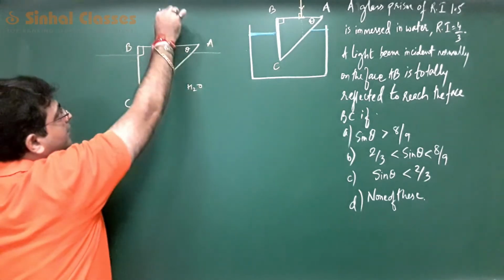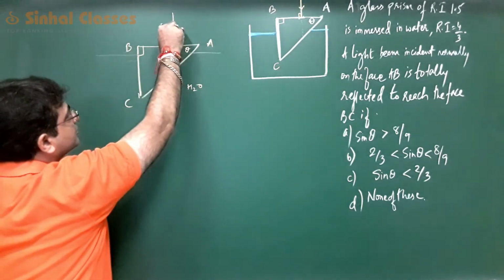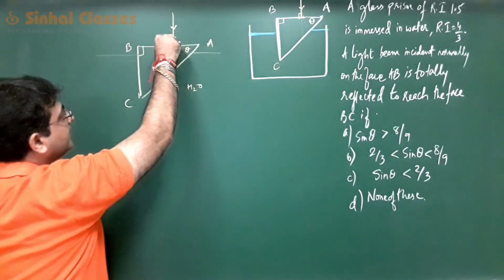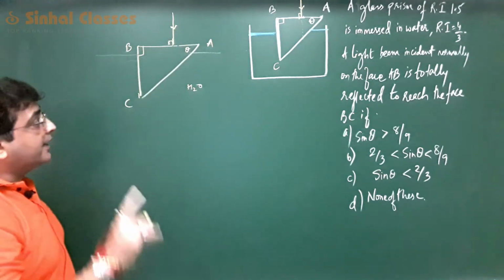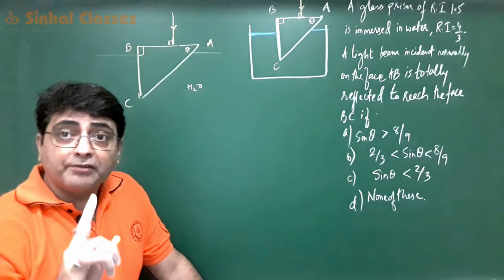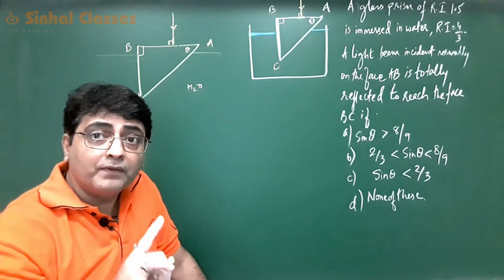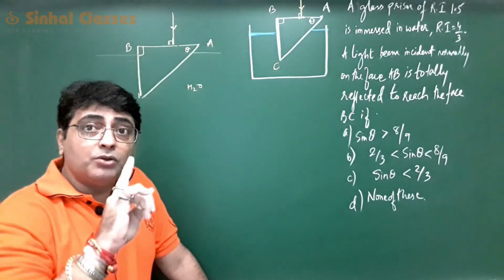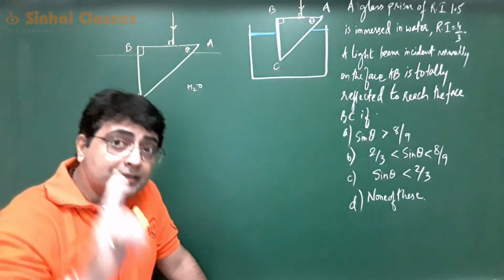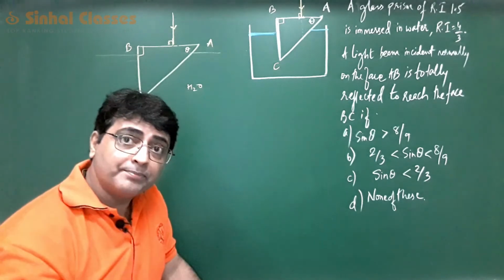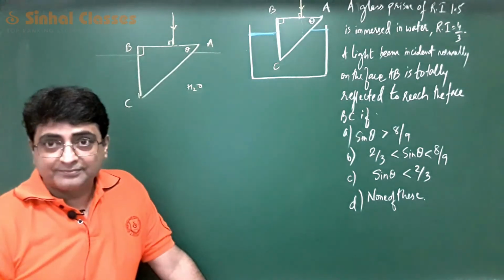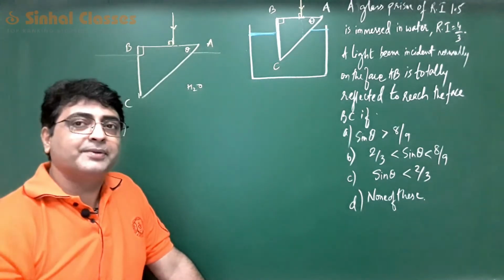Now, if I make a ray of light incident normally, how will it go? A ray incident normal to any refracting surface will not change its path. That means it will go undeviated, and this is because of the concept of symmetry. Keep this in mind students, it is the concept of symmetry.